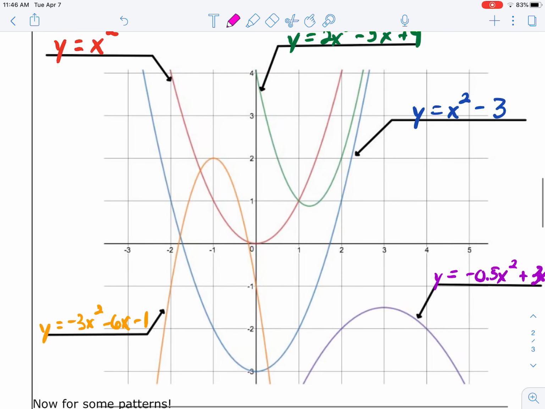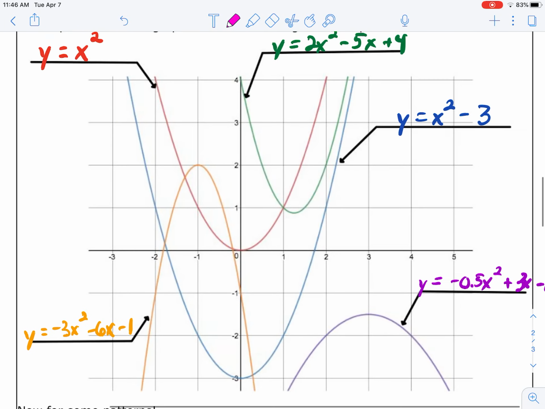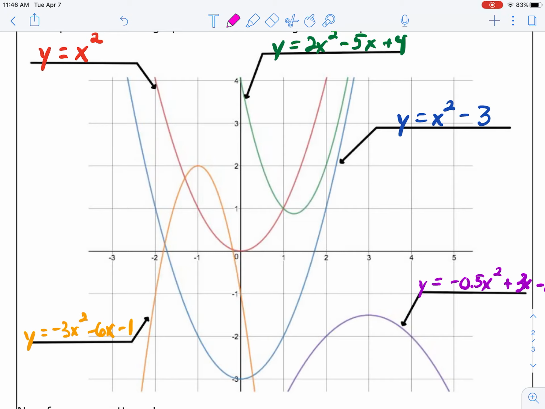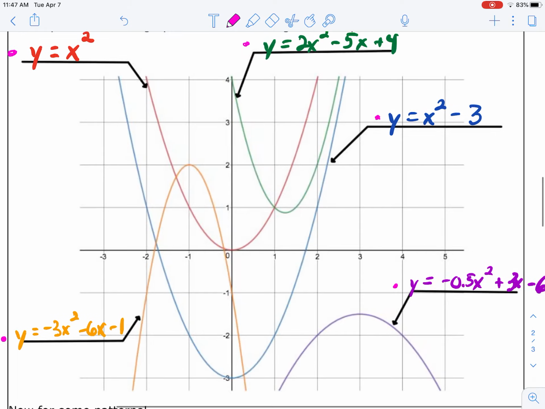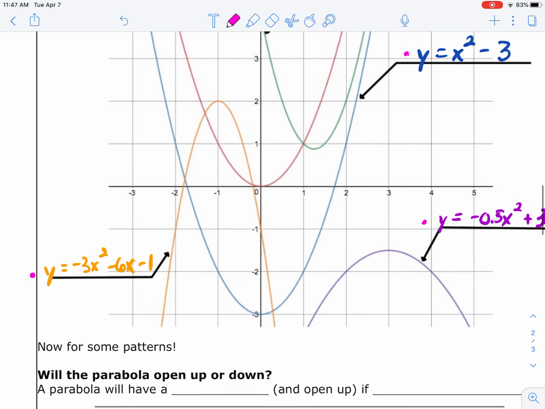So let's start with the up ones. Most of them are up, actually 3 out of the 5, so I guess that's the slight majority. So the ones that are opening up would be y equals x squared, y equals 2x squared minus 5x plus 4, and y equals x squared minus 3. The ones that are opening down are the other two. So the ones that are at the bottom here, we have y equals negative 3x squared minus 6x minus 1, and y equals negative 1/2 x squared plus 3x minus 6.